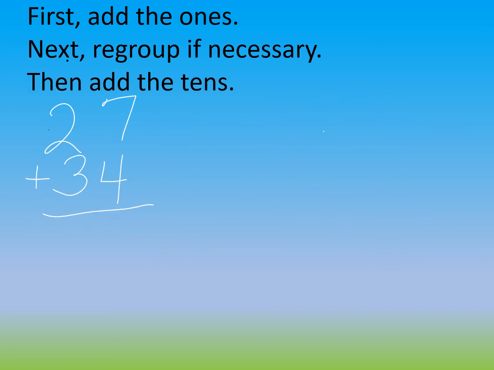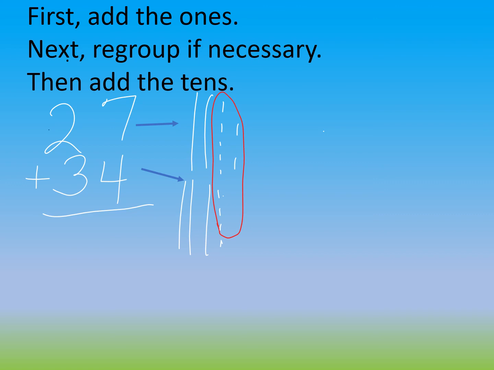Let's try one more problem. This will be our last problem we're doing today, and we're going to regroup. We have 27 plus 34. We're going to draw our base 10. For 27, we have 7 ones and 2 tens. We have 34 with 4 ones and 3 tens.